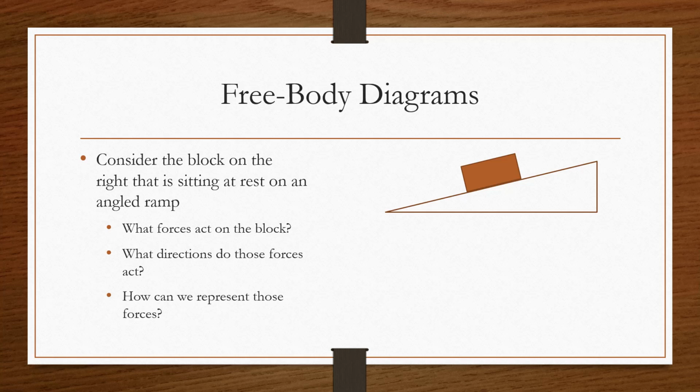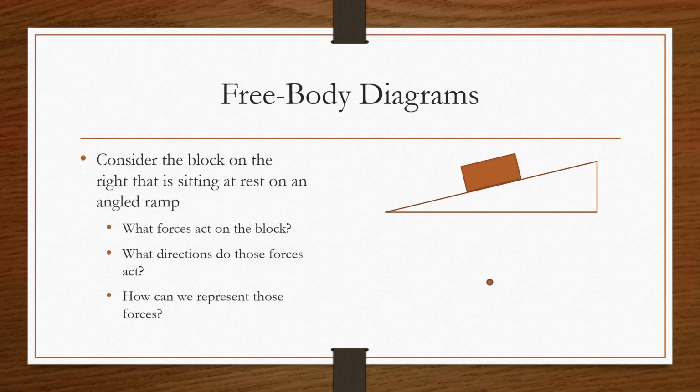So if we think about the block sitting on a ramp, probably gravity's acting on it because it's here on Earth. If it's not sliding down the ramp, there's probably a force that prevents it from sliding down the ramp. That would be friction in this case. And there's probably a third force. It's sitting on the ramp. The ramp is probably supporting some of its weight. We call that a normal force.